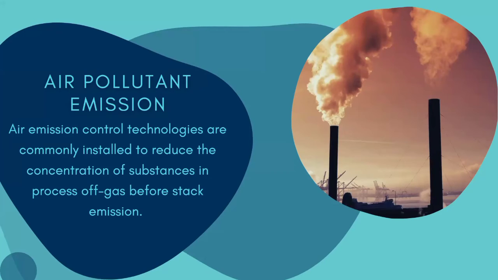Air pollutant emission. Air emission control technologies are electrostatic precipitation, fabric filters, and wet scrubbers. They are commonly installed to reduce the concentration of substances in process gas before stack emission. Stack emissions are those gases and solids that come out from the smokestack or incineration process.